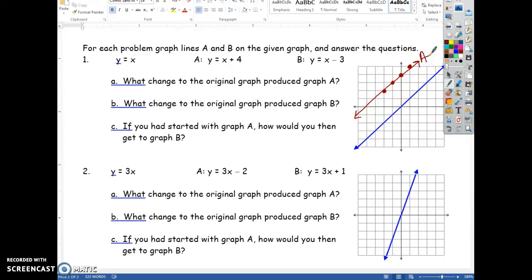You're going to do the same thing for graph B. And then you're going to answer the question right here. Letter A says, what change to the original graph produced graph A? Meaning, from this graph right here, the blue one, what happened to get to the new graph, which is graph A?